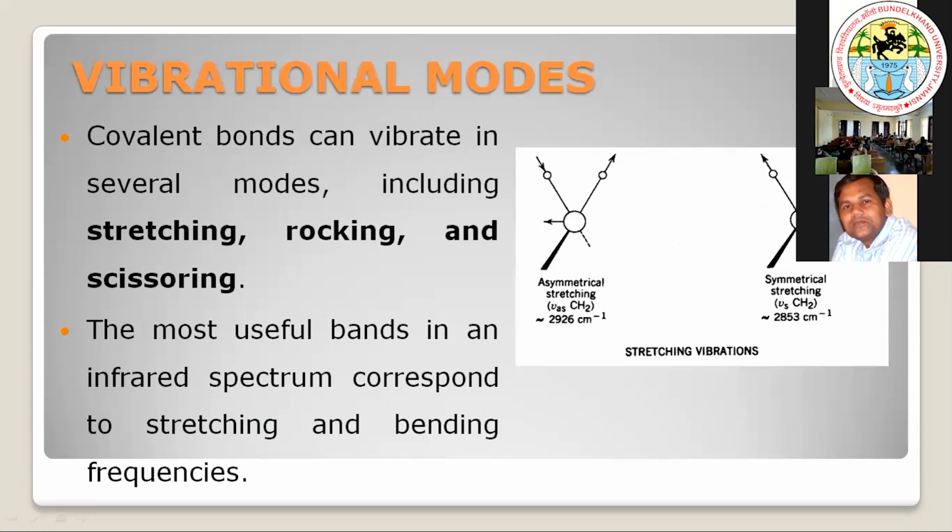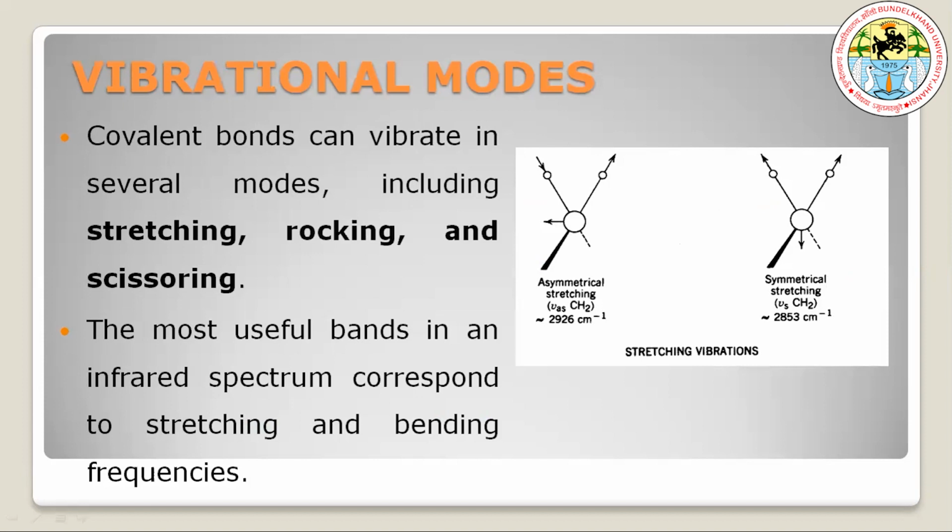So vibrational modes, when we study in IR, there are mainly two different kinds of vibrational mode. One is called stretching mode and another one is called bending. In a stretching mode, the two important vibrations happen. One is asymmetric stretching and another one is symmetric stretching. In asymmetric stretching, what happens? The two atoms bonded with the carbon, suppose these two are hydrogen and this is carbon and the molecule is CH2. In this case, if one bonded hydrogen moves farther from the carbon and another hydrogen moves towards the carbon, then this kind of vibration is called asymmetric stretching.